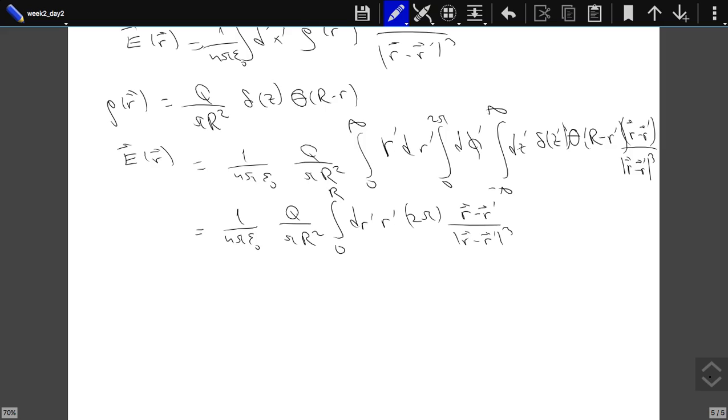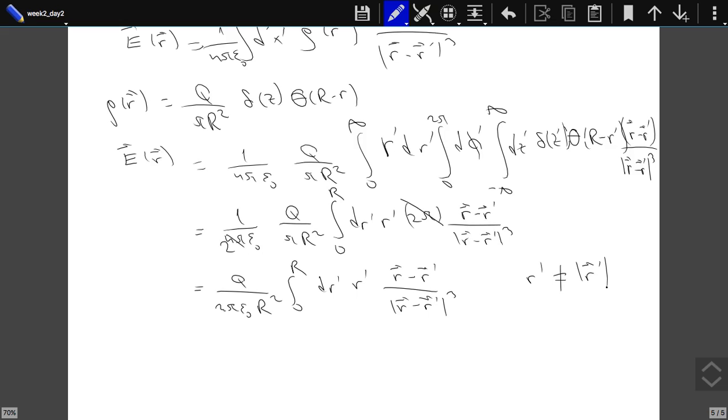Let's make some simplifications. Q over 2 pi epsilon 0 R squared, integral from 0 to R of dr prime, r minus r prime divided by the length of r minus r prime cubed. Again, just a bit of a complicated notation. R prime over here is not equal to the magnitude of this r prime vector. R prime is essentially the square root of x prime squared plus y prime squared if we use the x, y, z coordinates.